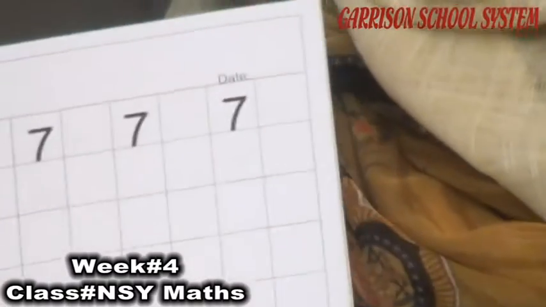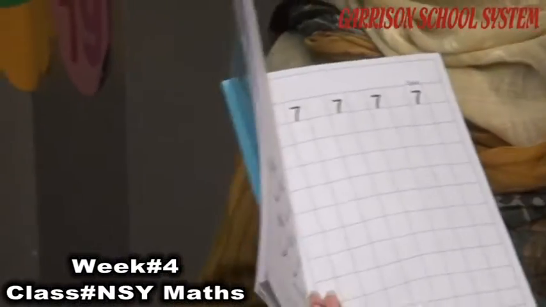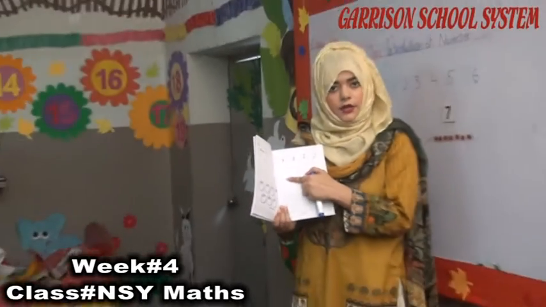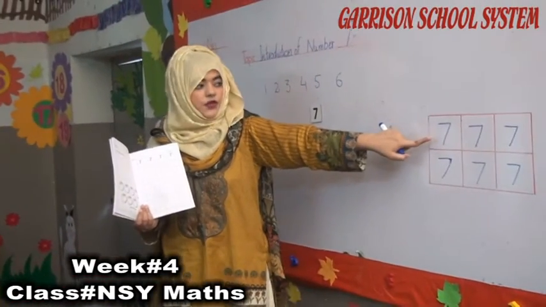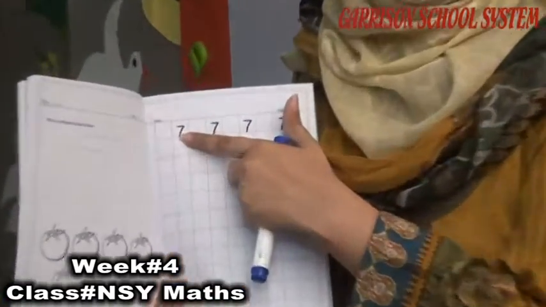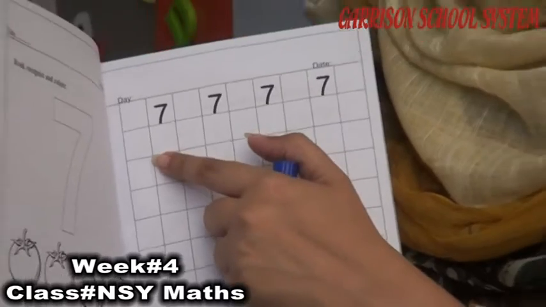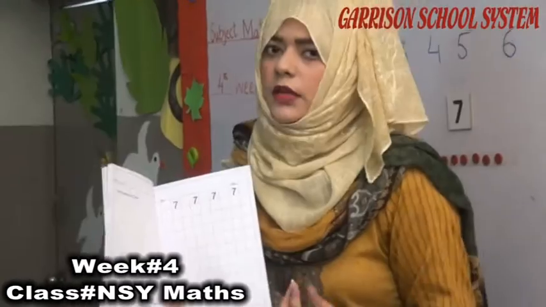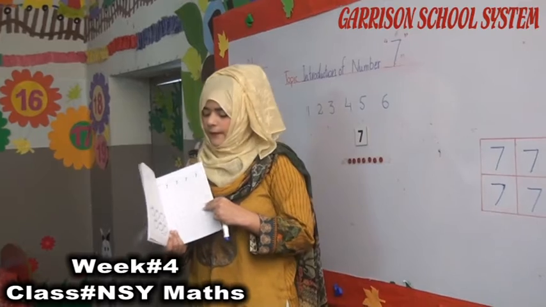So what you are supposed to do, my dear little angels, is practice. Practice what? Number 7, which I have told you over here, and number 7 over here. First you draw the slip pattern and then you go for the slanted lines. That's how you're gonna make the number 7. It's super easy, super cool.